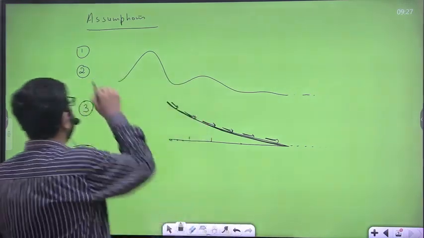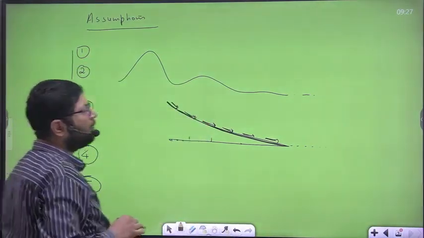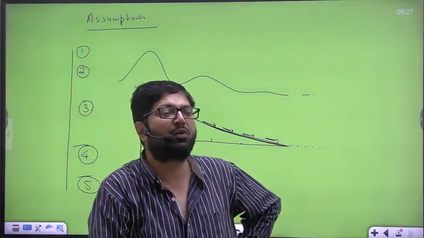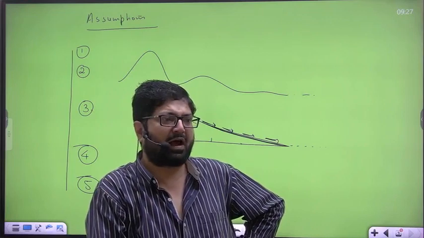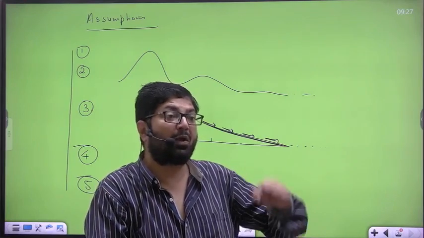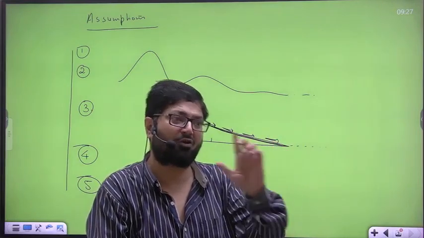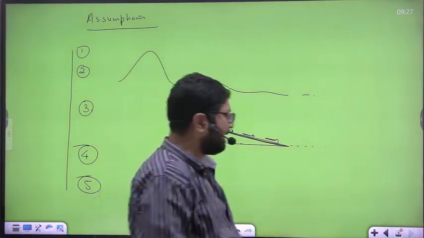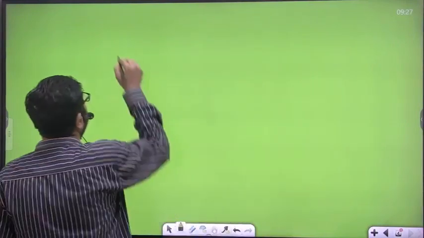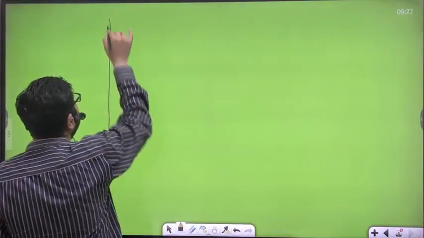Based on these five assumptions, he tried to explain landform evolution or cycle of erosion with the help of his graph. अभी ये ग्राफ नहीं बनाना है, मेरे साथ में नकल नहीं करनी है. When I will explain you the graph, then draw it, right? He tried to explain the cycle of erosion or theory of landform development with the help of his graph.